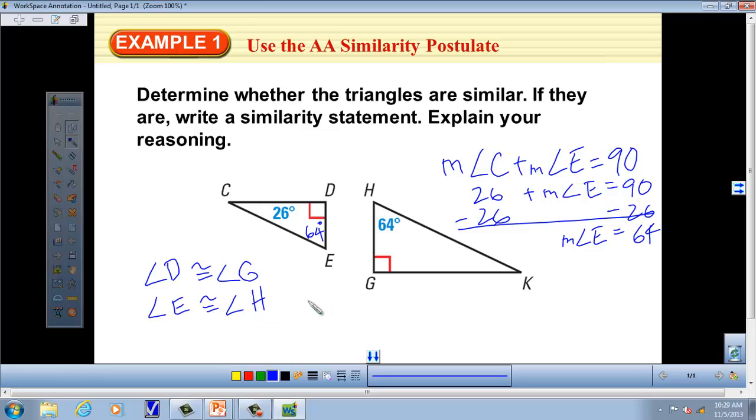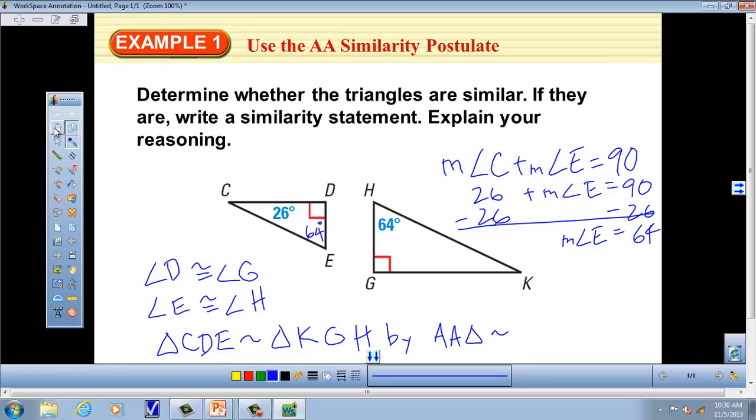H. Remember, to write a similarity statement, we have to go around in the same order. So we can say triangle CDE, and then the similar symbol is this squiggly line, CDE, and that matches with triangle KGH because we're going along the long leg, short leg, hypotenuse. So the long leg, short leg, hypotenuse. And the reason here would be by angle-angle triangle similarity.